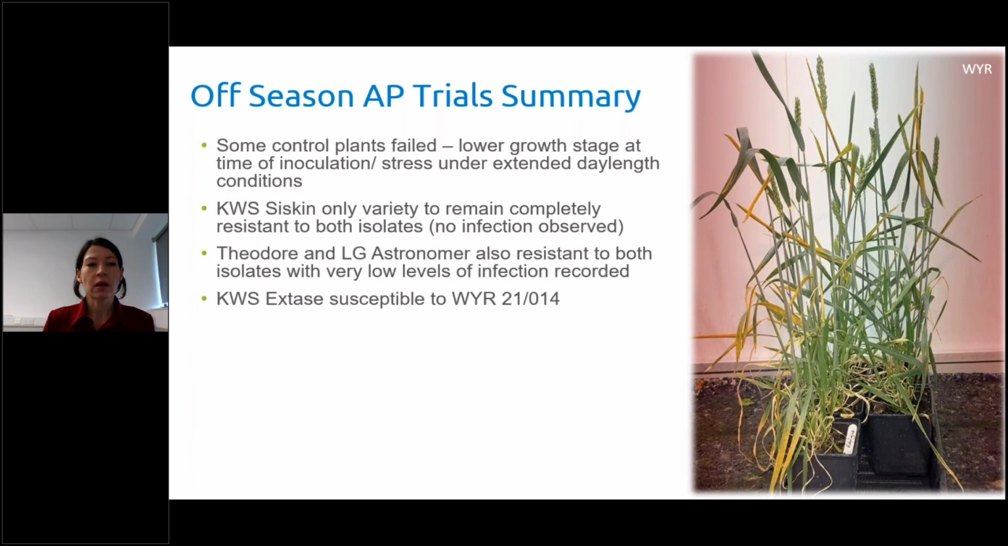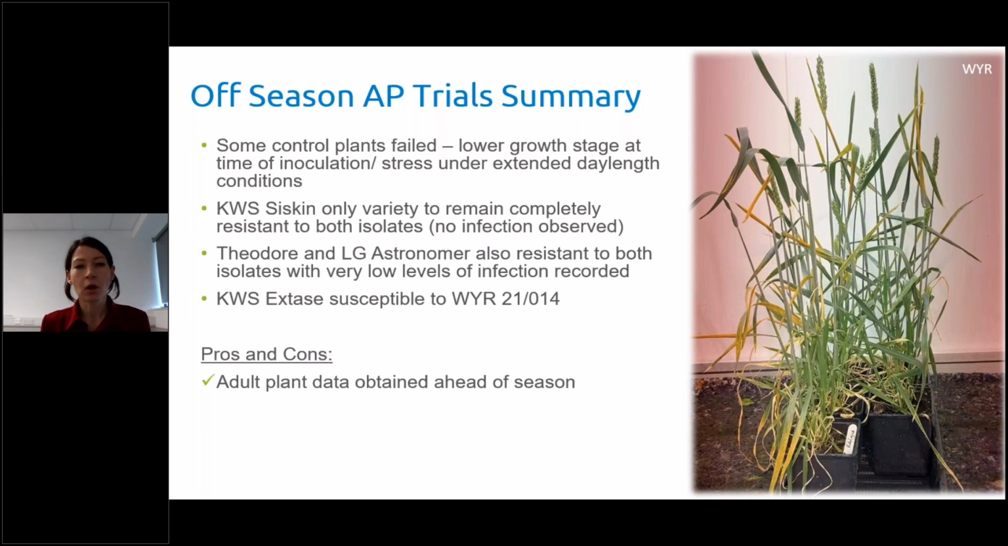So just a summary slide for the off-season adult plant trials. Some of our control plants failed, and that's due to either a later growth stage at the time of inoculation or stress under those extended day length conditions. Cadosiskin was the only variety to remain completely resistant to both isolates, so not a whisper on Cadosiskin, but Theodore and LG Astronomer were also resistant to both isolates with very low levels of infection recorded. And Cadivus Extase, that one was susceptible to the isolate 2114.